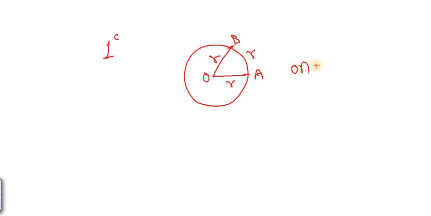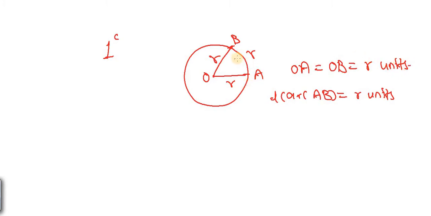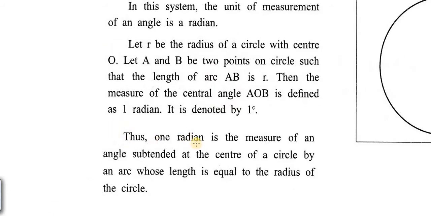So we can say that OA is equal to OB is equal to the radius of the circle, and also the length of arc AB is equal to r units. In this case, the angle subtended by the arc AB at the center of the circle is of measure 1 radian. So this is the definition of 1 radian. The angle subtended by an arc of length equal to the radius of the circle at its center is known as an angle of measure 1 radian. Now see this, the definition of 1 radian.